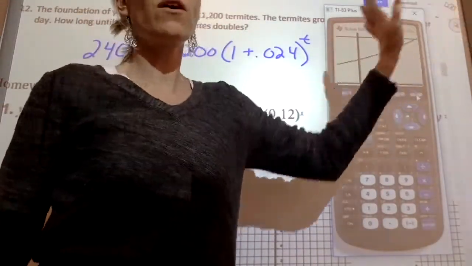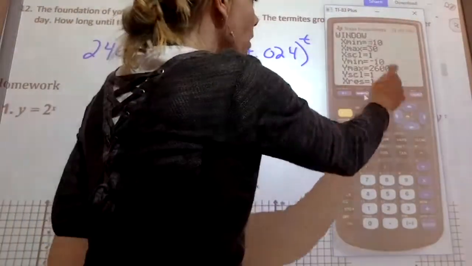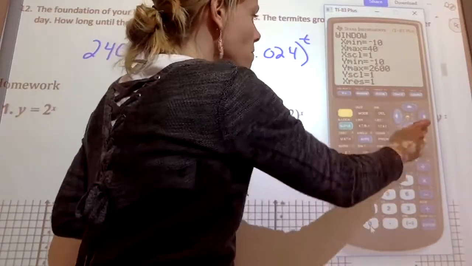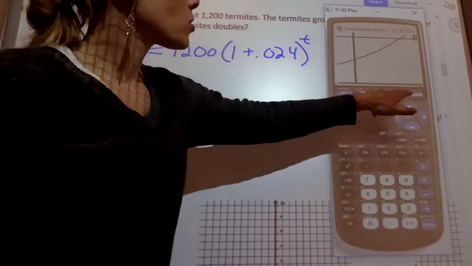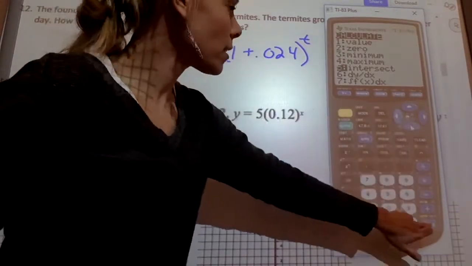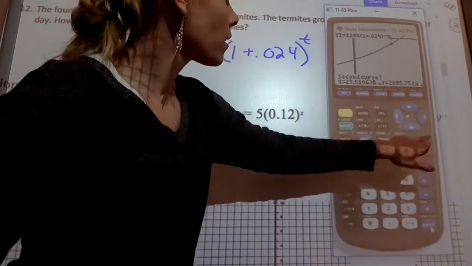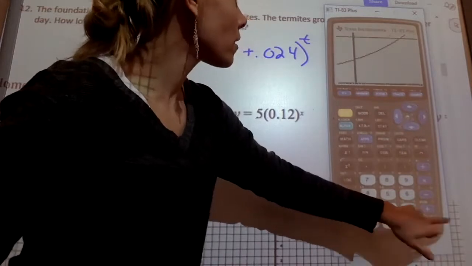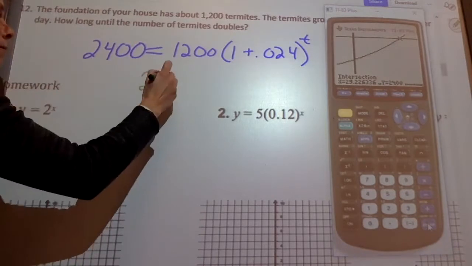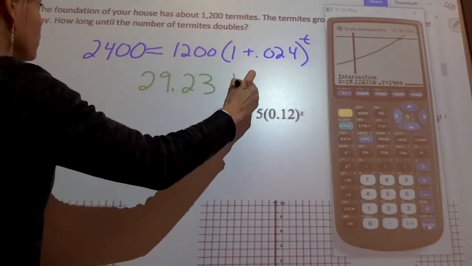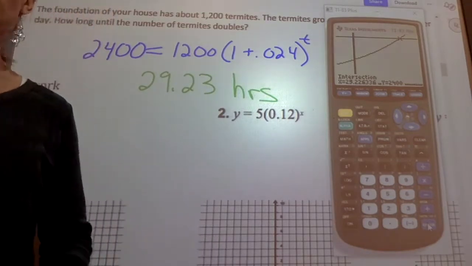If I want to go farther to the right, I increase my x max. So window, x max, I'd increase, let's go 40. That just gives me a little bit better picture. Second trace, intersect, get close to that intersection, enter, get close to that intersection, enter. And it's 29.23. And it's hours, right? So in the 30th hour, after 30 hours, my termites have doubled.